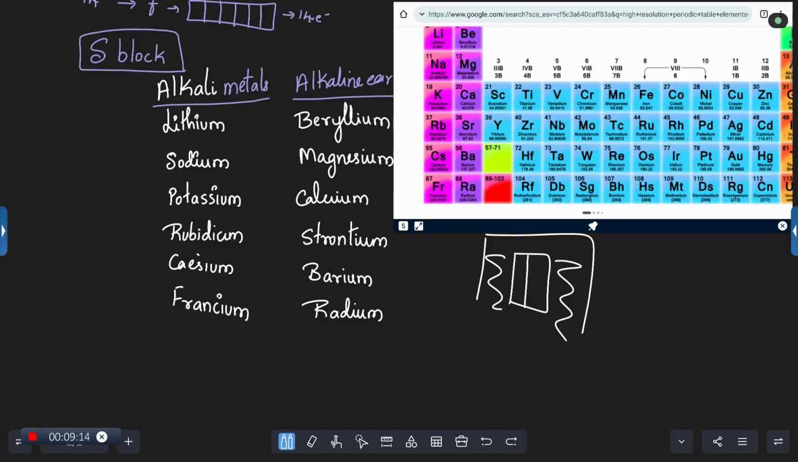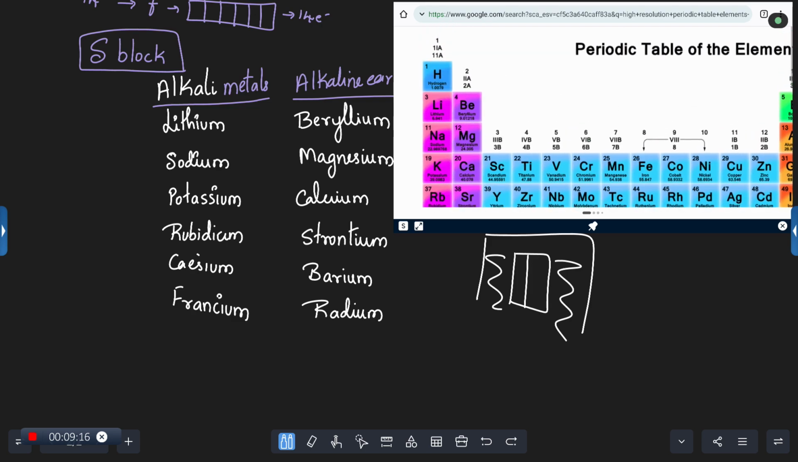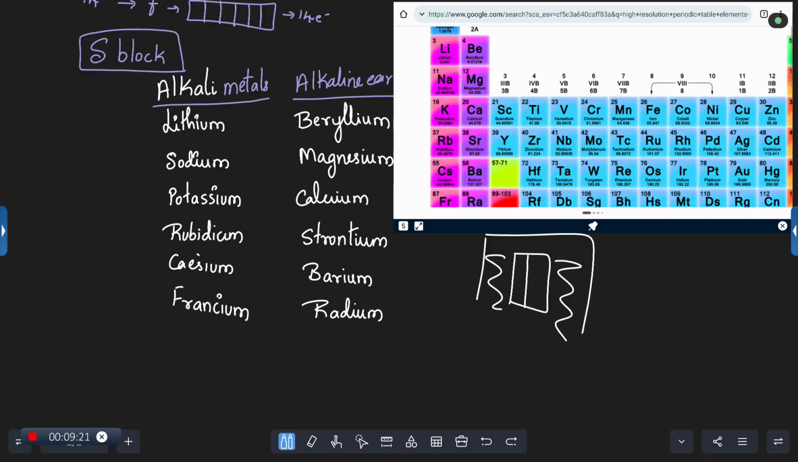Right? Because in the first period, hydrogen and helium come. So it cannot be 1s1. It has to be in the second period, the first element. So it is 2s1. So I can write the outermost shell as 2s1. For sodium, it is 3s1. For potassium, 4s1. Rubidium, 5s1. Cesium, 6s1. Francium, 7s1.